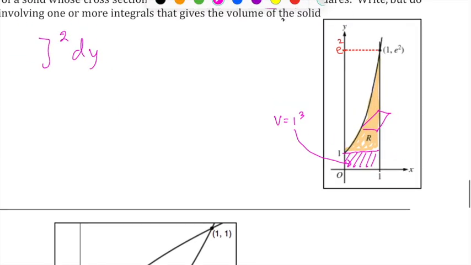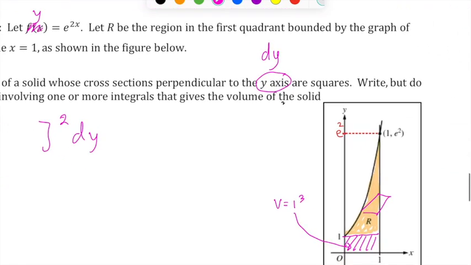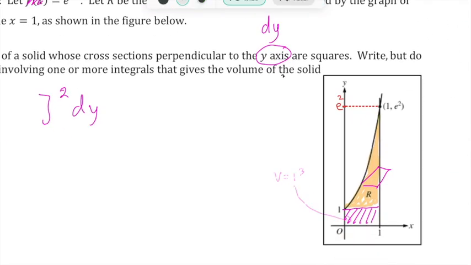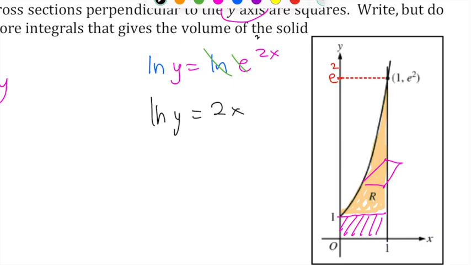Okay, so how do we do this? Well, we know that our equation is y equals e to the 2x. So let's write this in terms of x first. We need to solve for x in this equation. The way to do that is to take the log of both sides. The logs cancel, so we have log of y equals 2x. And then if I divide by 2, I get 1/2 log of y equals x. And that is my key piece.